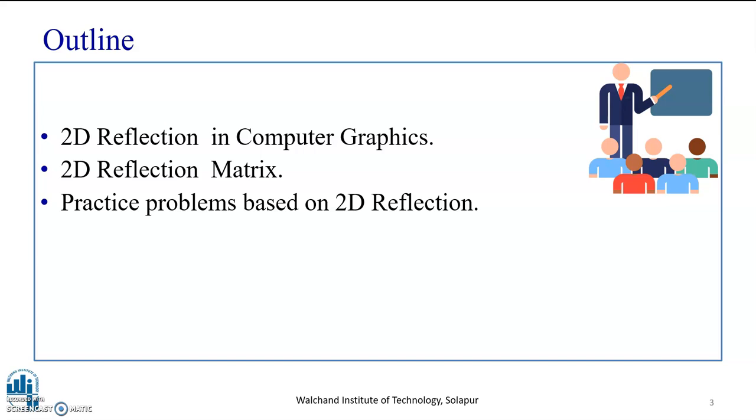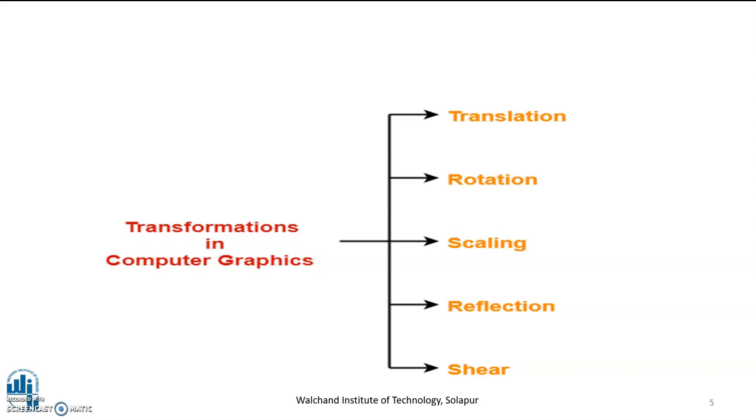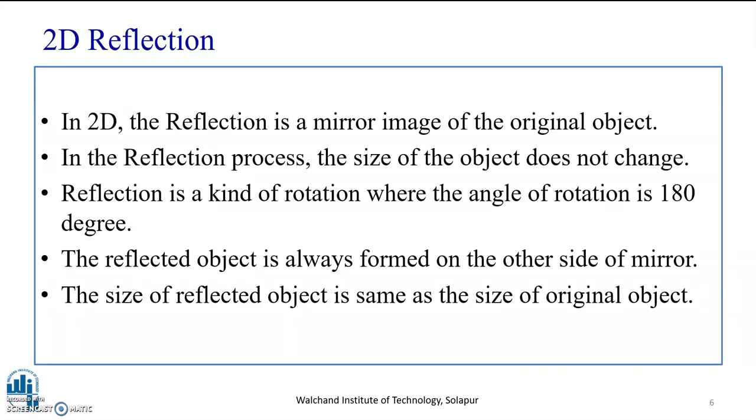based on two-dimensional reflection. We know that in computer graphics, transformation is a process of modifying and repositioning the existing graphic. When a transformation takes place on a 2D plane, it is called two-dimensional transformation, whereas when it takes place in a three-dimensional plane, it is called 3D transformation. Transformations in computer graphics are broadly classified as translation, rotation, scaling, reflection, and shear. In this video lecture, we will be focusing on two-dimensional reflection.